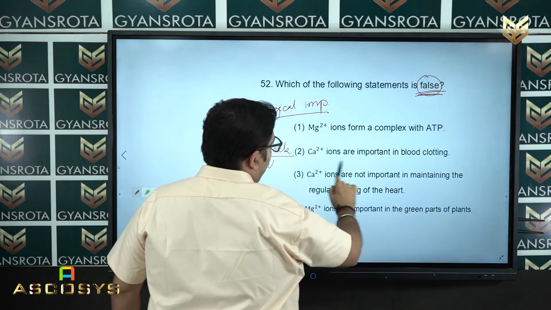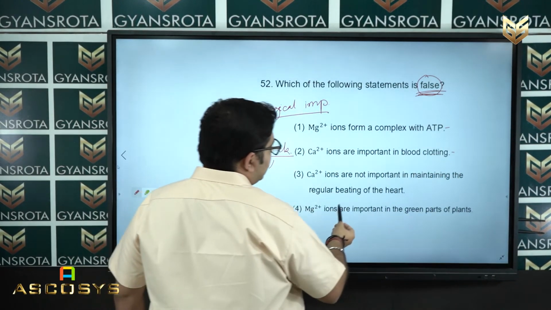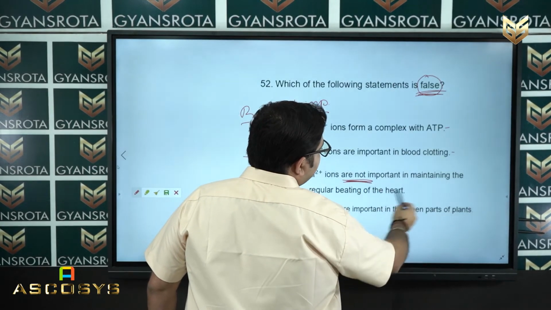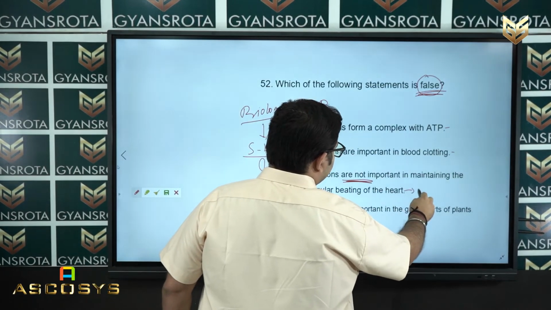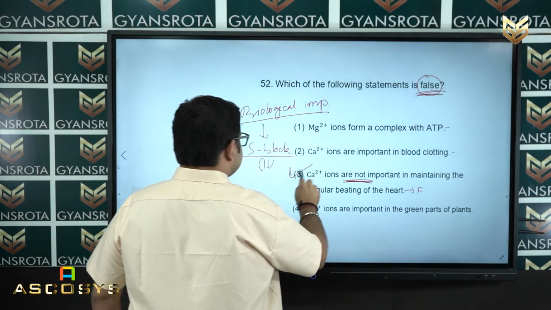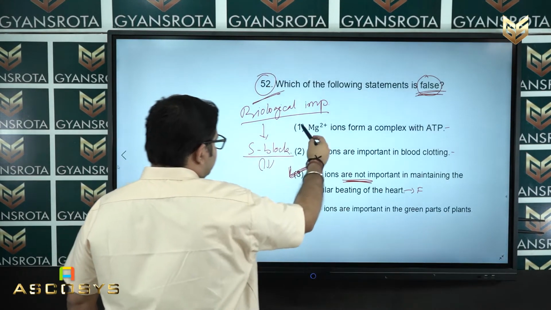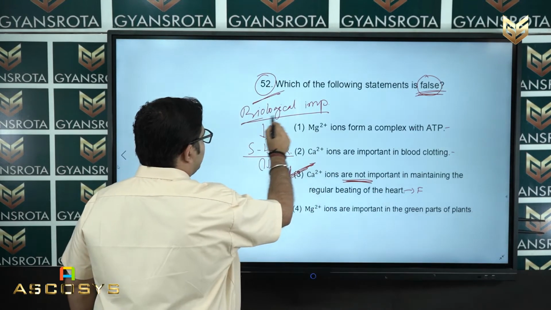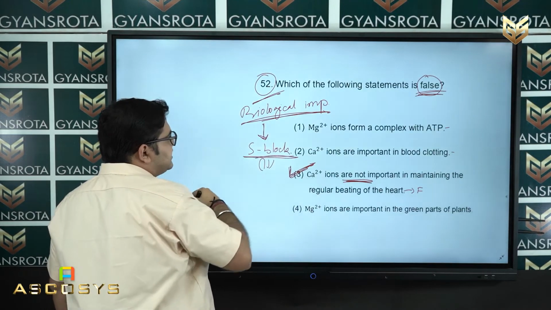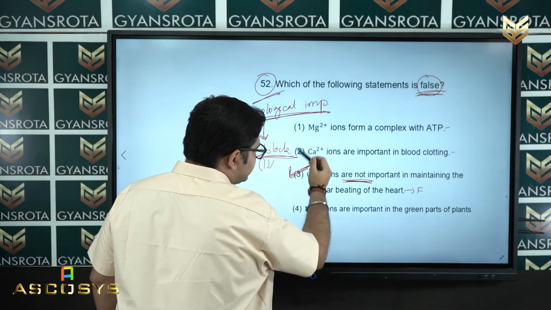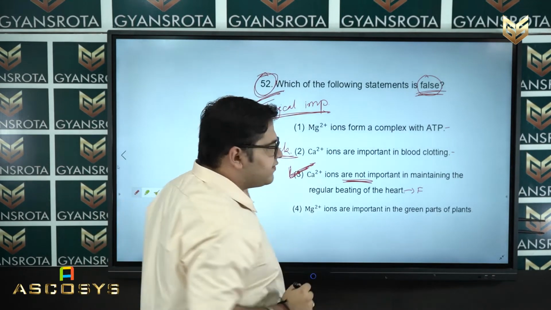Calcium 2+ ions are important in blood clotting, that is also a true statement. Now, calcium 2+ ions are not important in maintaining the regular beating of the heart, that is the wrong concept. This is a false statement. So, this is the correct answer, option number 3 is the correct answer of your question number 52. These are direct statements taken from your NCERT. If you go to the S block element chapter, at the end you get the biological importance, where all these statements are mentioned.